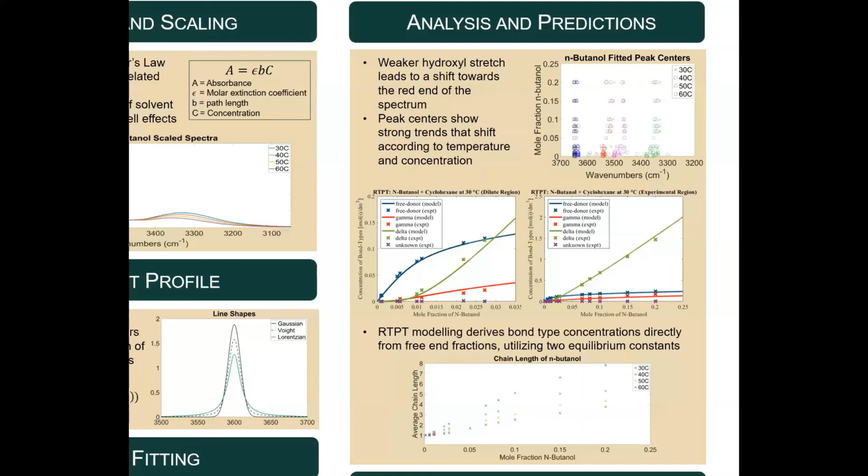Additionally, we may determine the chain length of n-butanol polymers. You can see that as mole fraction increases, the average chain length also increases as there are more molecules in solution. While as temperature increases, the average chain length decreases as there is more kinetic energy and long chains become less favorable.